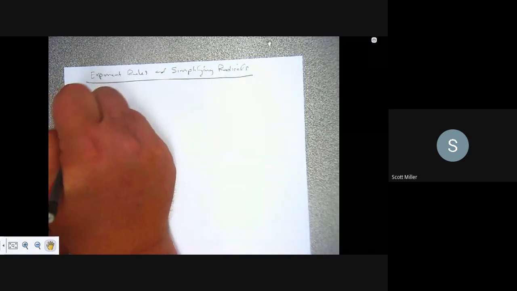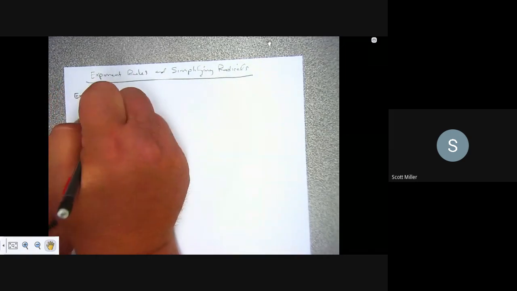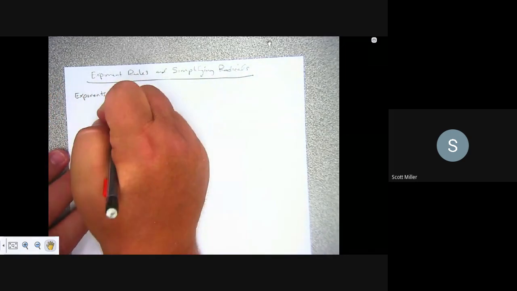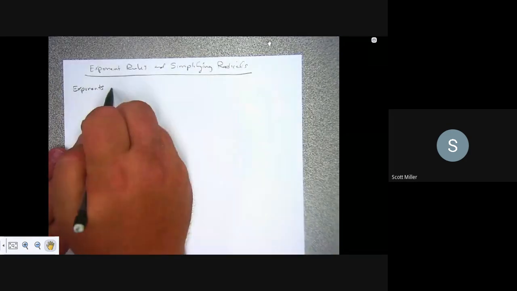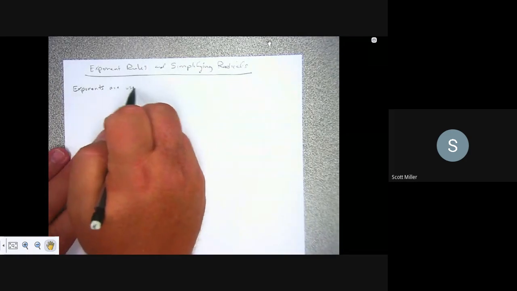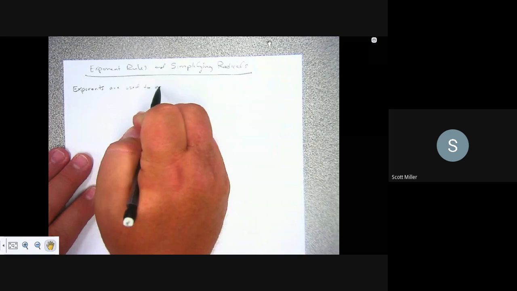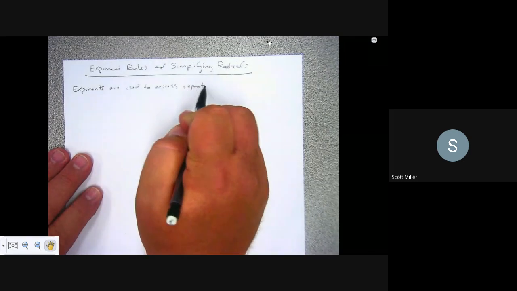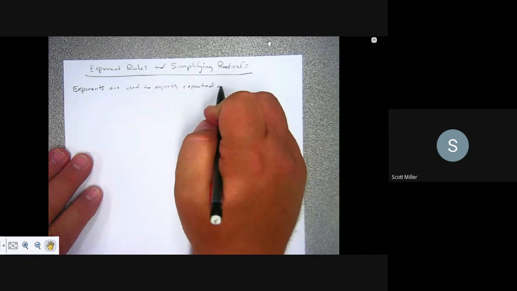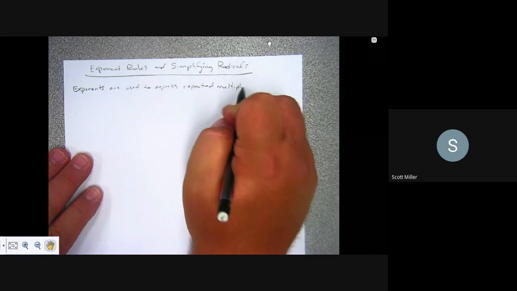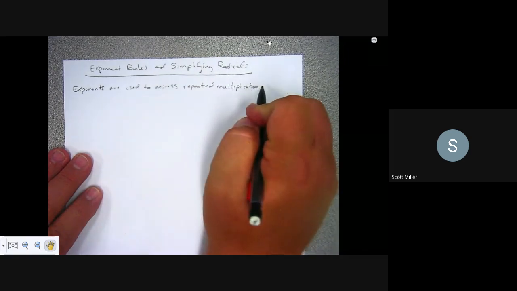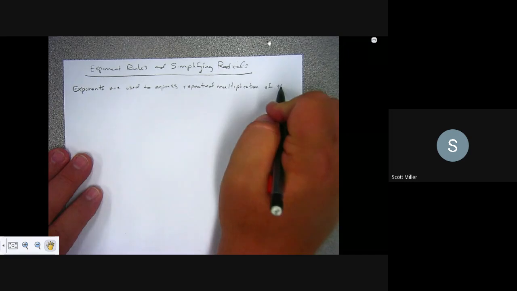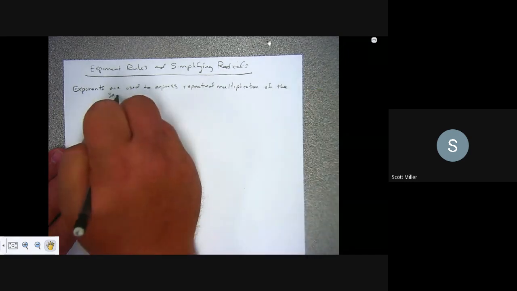What are exponents? What is it? What's it for? Well, exponents are used to express repeated multiplication of the same number.